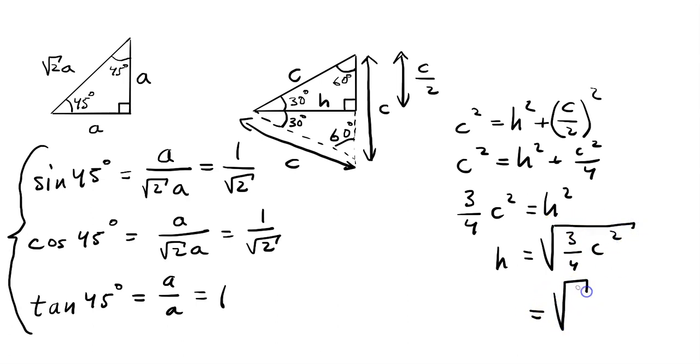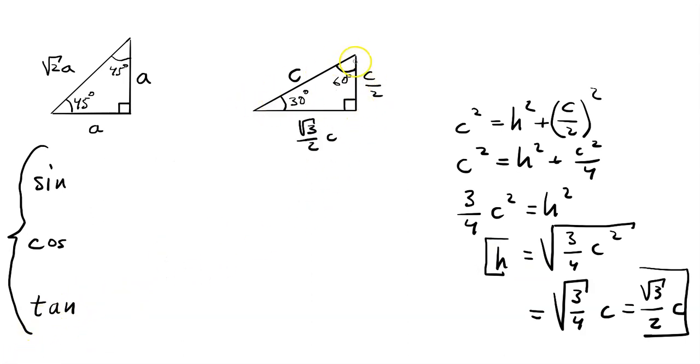So that is square root of 3/4 C. But that is just square root of 3 over square root of 4, but that's 2. So the height is this. Okay, but then we can calculate the cosine, sine, and tangents for 30 and 60 degrees also.